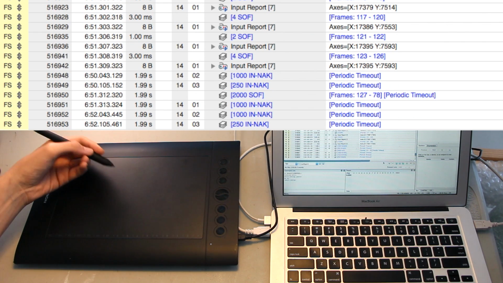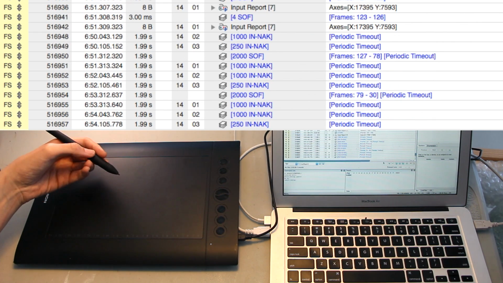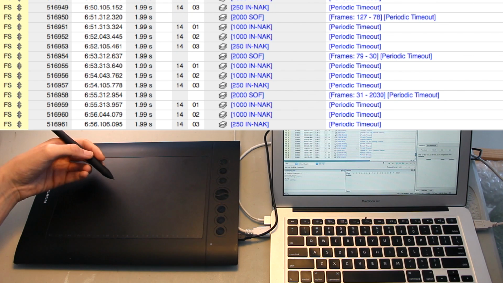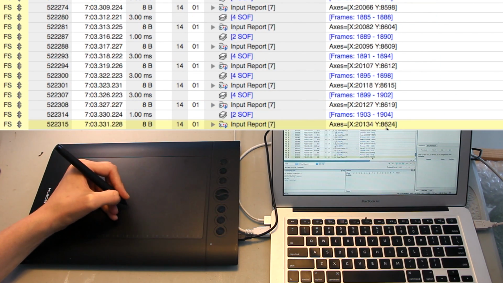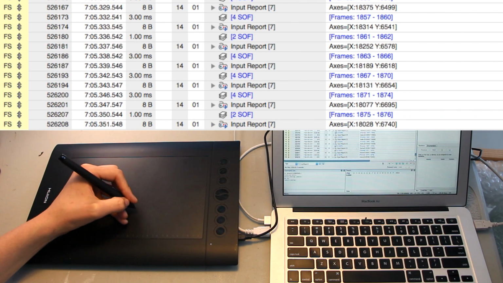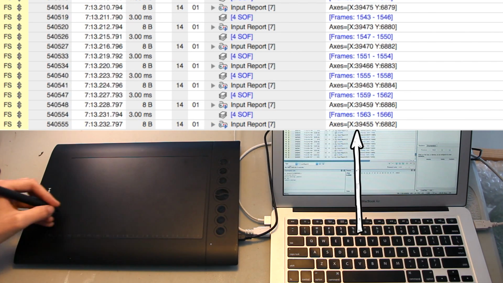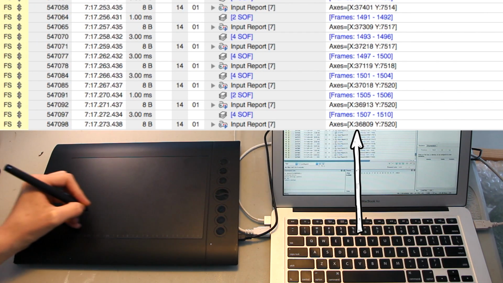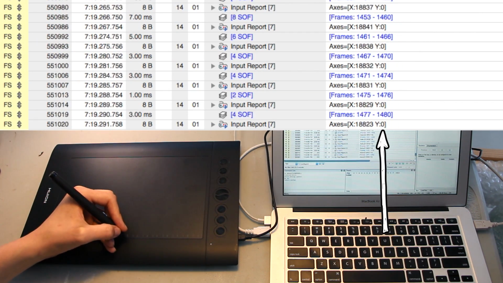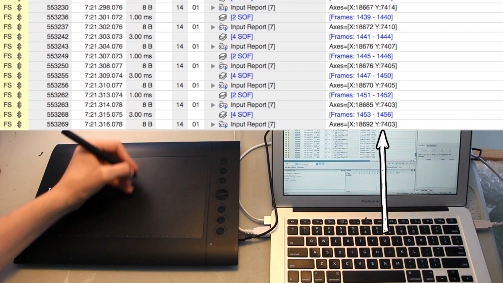The tablet itself doesn't know anything about the monitors you have attached to your computer or whether you're in left or right-handed mode, so it always sends back pen coordinates in an abstract coordinate system, and the driver is then responsible for converting this into pixels. Here we can see the x-axis ranging from 0 to 40,000, and the y-axis ranging from 0 to 25,000.